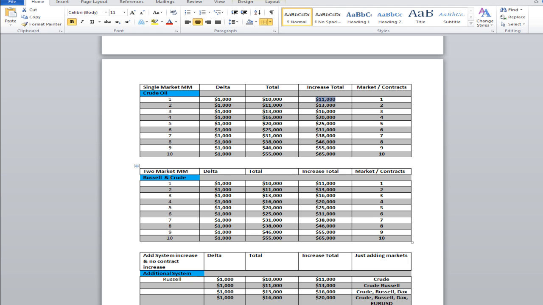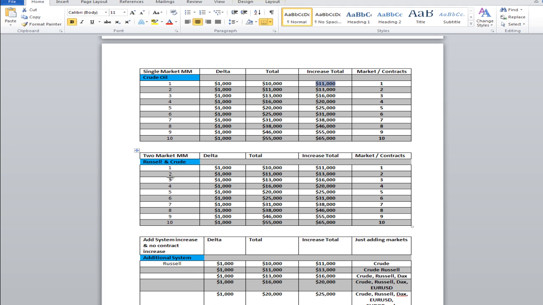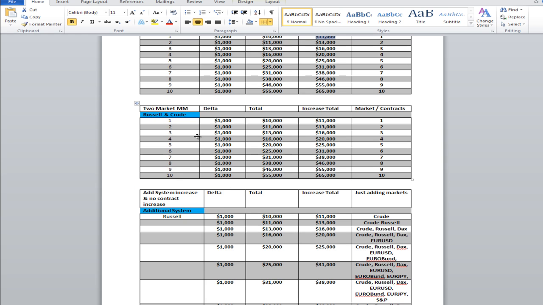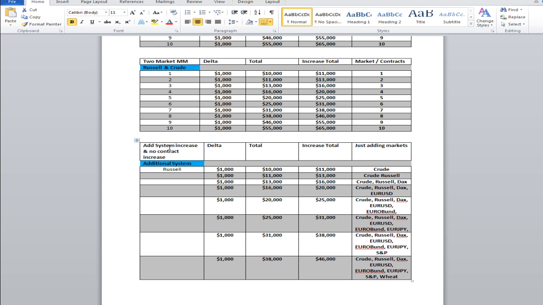Now the other interesting idea is that, instead of adding contracts, so instead of, once we get $1,000 worth of profit, adding a second contract so we're trading 2 contracts, one on the Russell and one on crude, and we get up to $13,000 and we're up for our next rate of increase, we go to 3 contracts, 3 on Russell, 3 on crude. Instead of doing that and adding contracts as we start to make money, what we can do is add systems, a system increase and no contract increase.